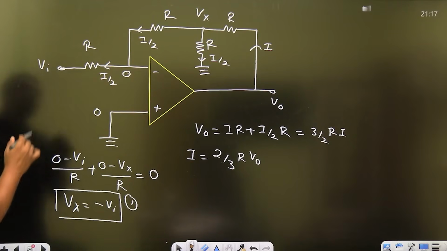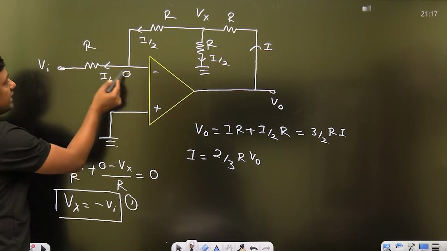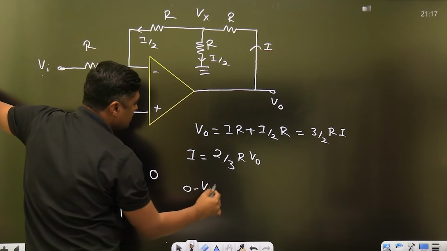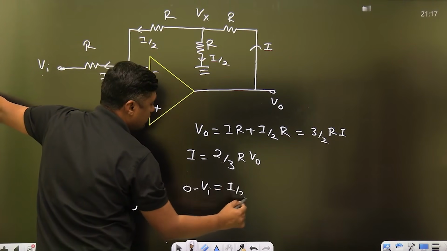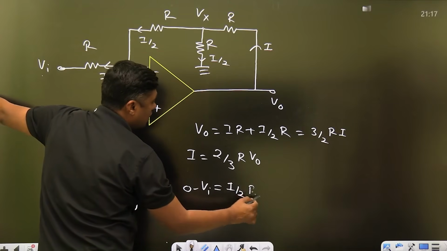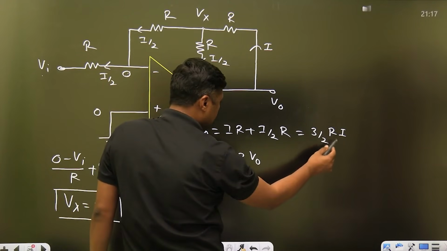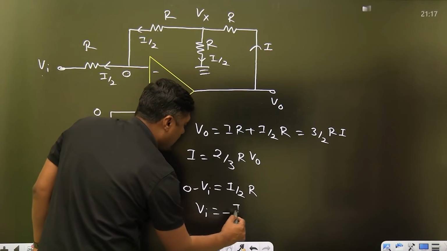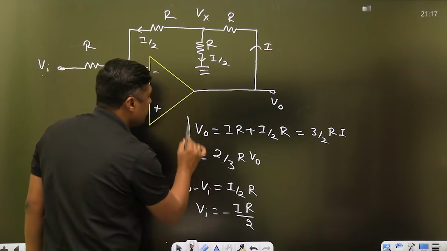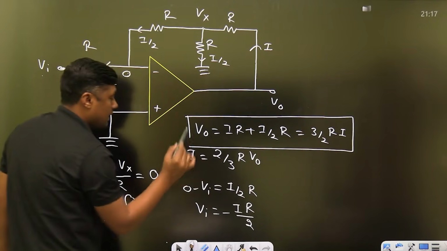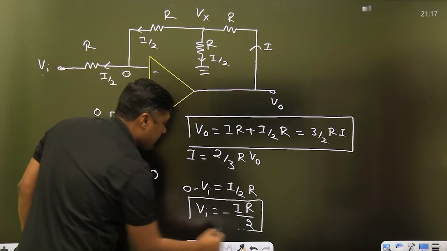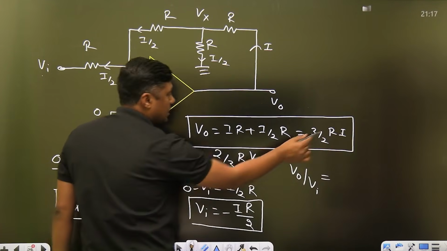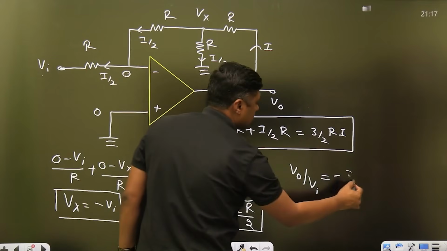Okay, now what is Vi? You can write 0 minus Vi is equal to I by 2 into R. This is the V0, this is the Vi. So Vi is equal to minus IR by 2. V0 upon Vi: I cancels, R cancels, 2 cancels, you will get the answer -3.